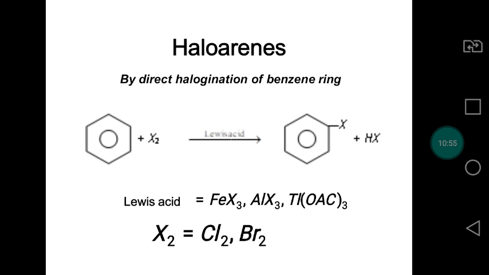For haloarenes, a very famous reaction which we studied in the 11th is the chlorination or bromination of benzene by a Lewis acid. Here an electrophilic substitution reaction occurs. Suppose we are using Cl2, then we will use FeCl3 as a Lewis acid or catalyst, and if we go for Br2 we will use FeBr3. Sometimes AlCl3 or AlBr3 is also used. So this is a very simple halogenation of benzene.